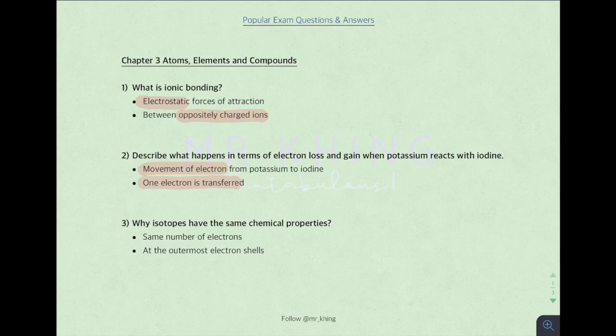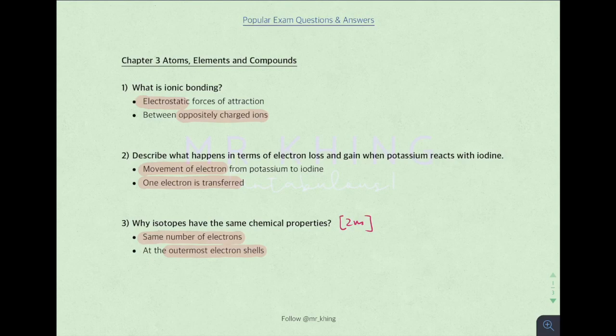And then next one, why do isotopes have the same chemical properties? So basically, whenever you see questions asking why something has the same chemical properties, the answer is always first you have to mention same numbers of electrons at the outermost shell. So this is how you can get 2 marks if it is a 2 marks question. We know that this has the same meaning as same numbers of valence electrons. But in the exam, if you write same numbers of valence electrons, maximum you can only get 1 mark.